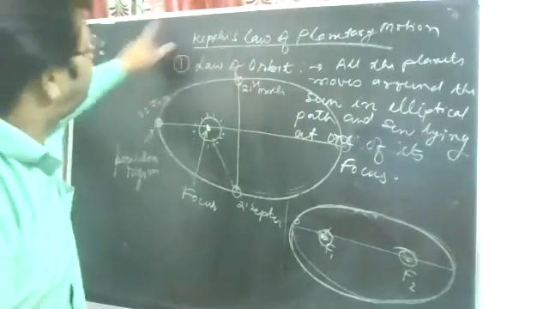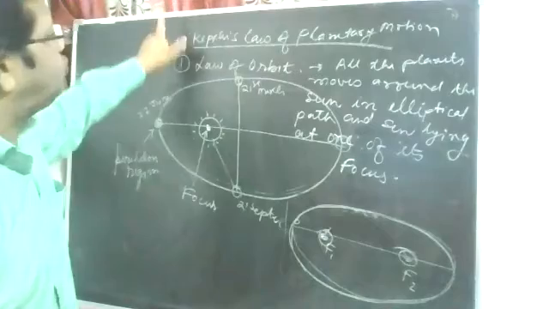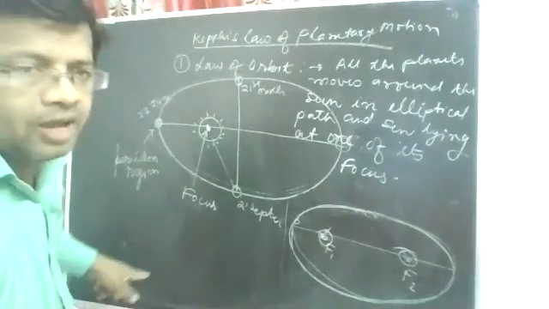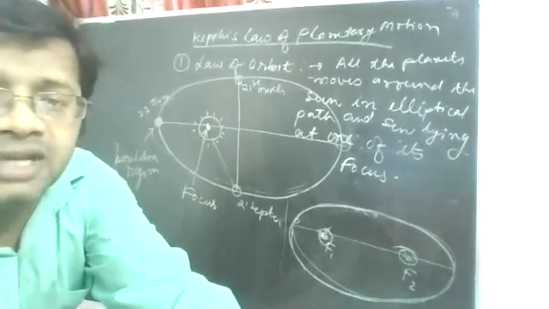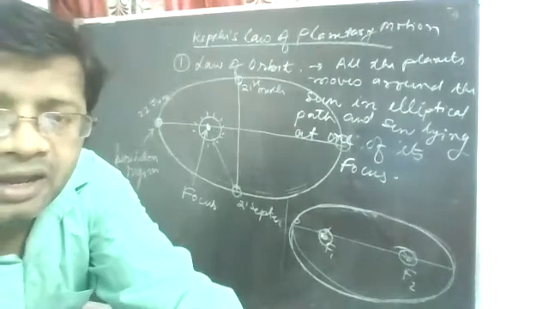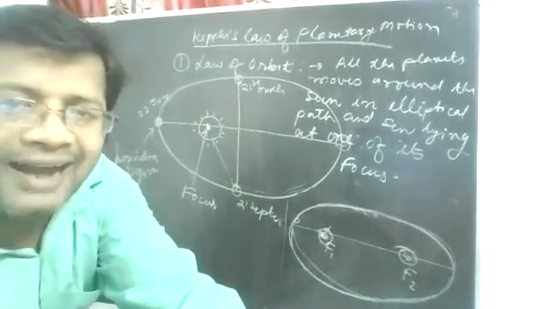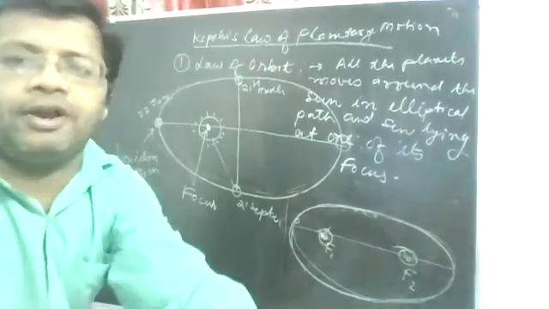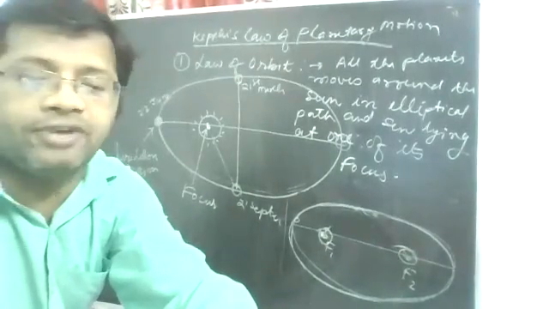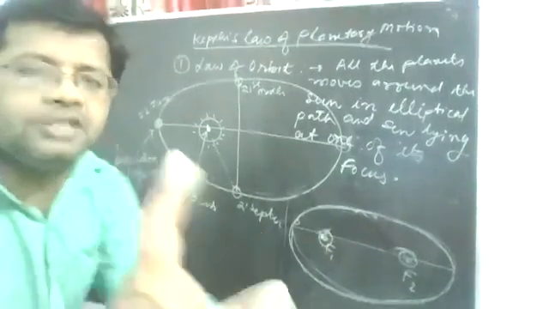For Mars, there will be another elliptical path. For Jupiter, there is another elliptical path like this. It means all the planets move around the sun in an elliptical path, and the sun is present at one of its focus points.